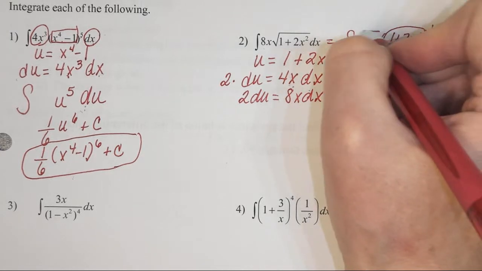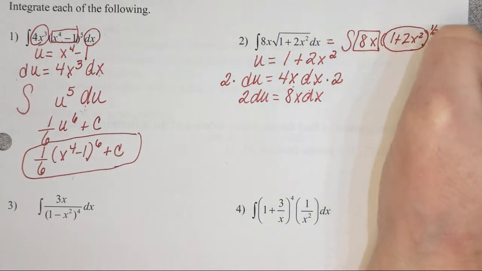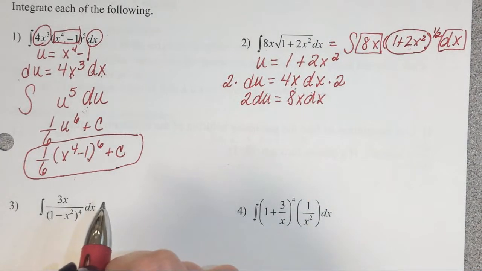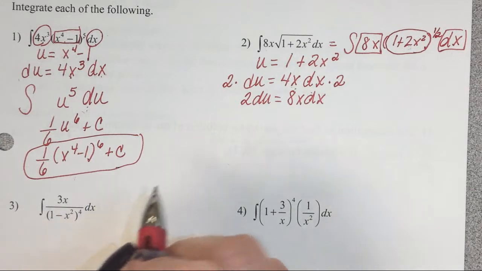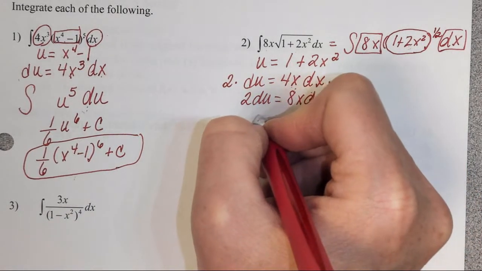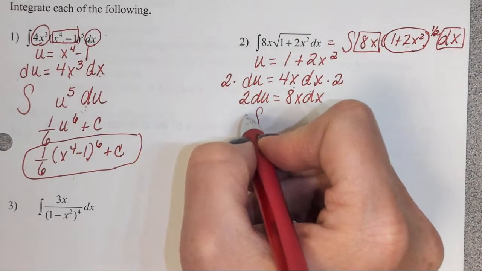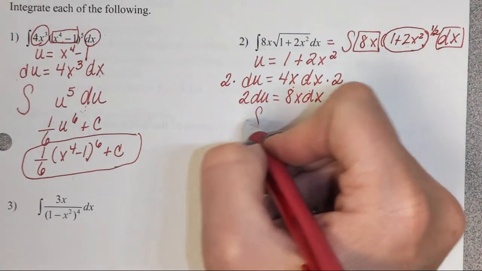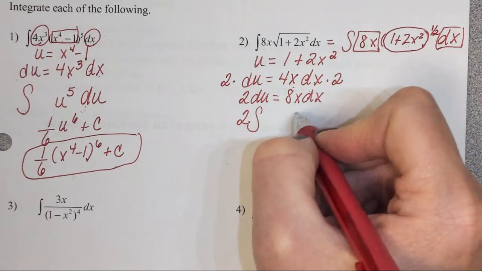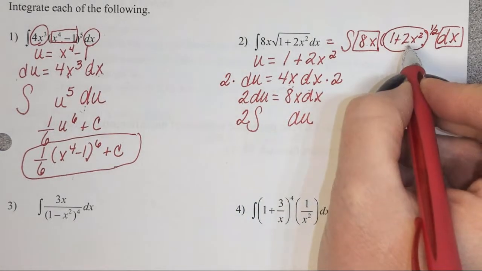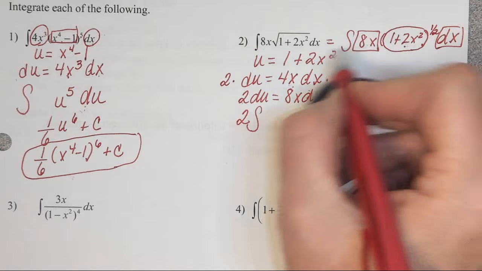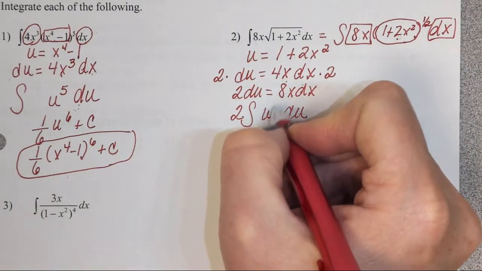So now what is this 8x dx in the box? What's it going to get replaced with? 2 du. So now my problem is going to become the integral of, and I always like to bring any constants out in front, so this box gets replaced with 2 du. And what's this right here? It's u to the 1/2.